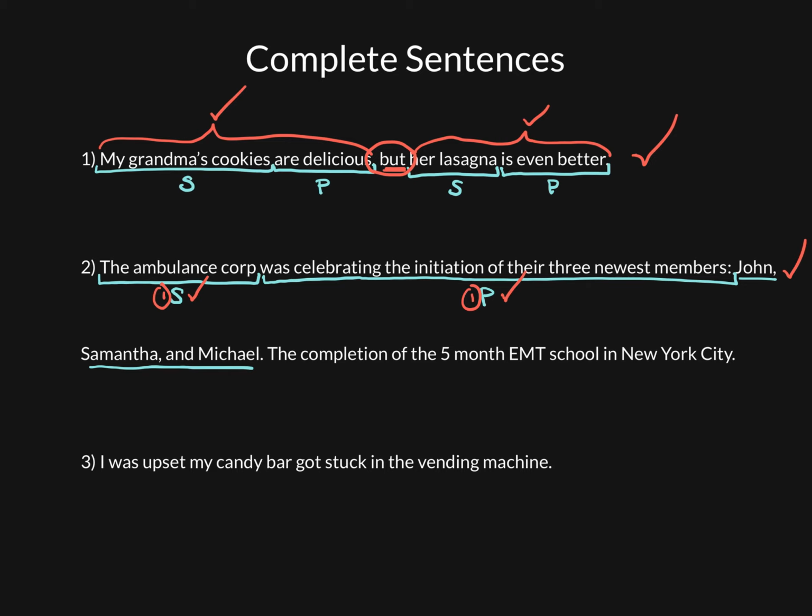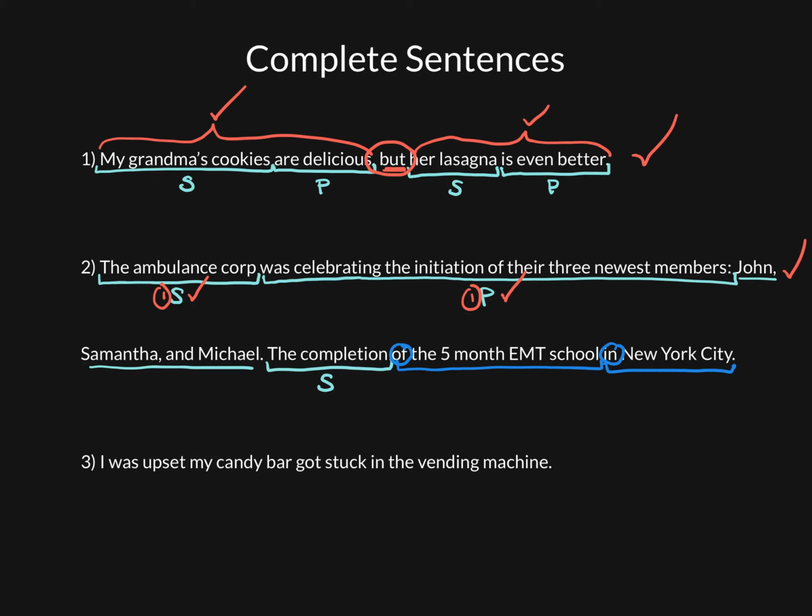We have the completion of the 5-month EMT school in New York City. So what are we talking about? Well, we're talking about the completion. So that is our subject. Now, what did the completion do? Well, did the completion 5-month EMT school? No. Did they something about New York? No. So actually, these here are prepositional phrases because of the fact that each starts with a preposition as well as ends with a noun.